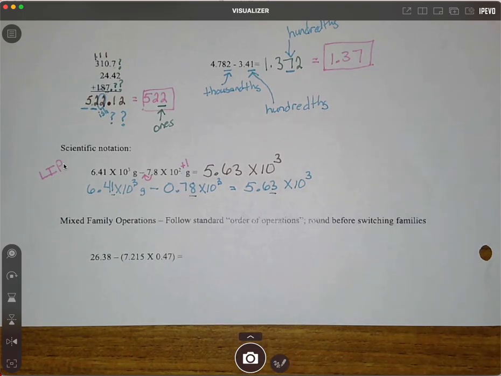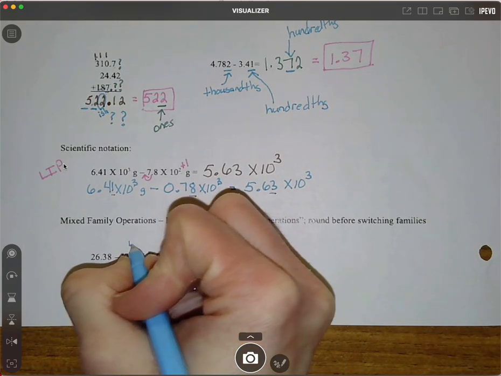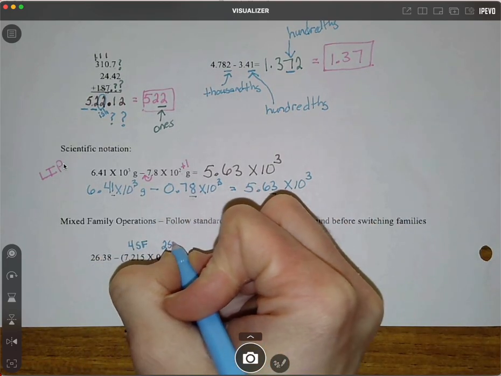The last idea is, what if things get together? Like, add and subtract and multiply and divide don't always stay separate from one another. If you have a mixed family operation, you're going to do standard order of operations and just be sure to round before you switch families. So looking at this one right here, within the parentheses, I'm going to multiply. Multiplying, I count significant figures. 2, 3. I've got 4 significant figures here, and I've got 2 significant figures here.